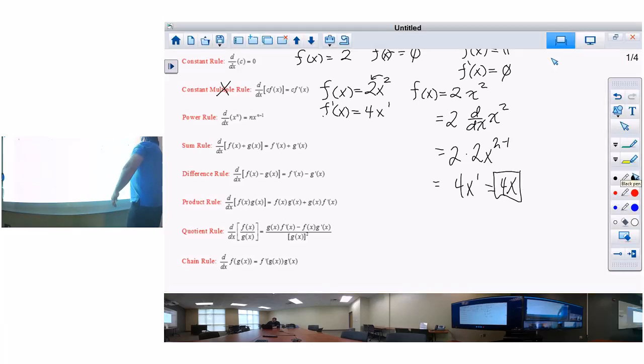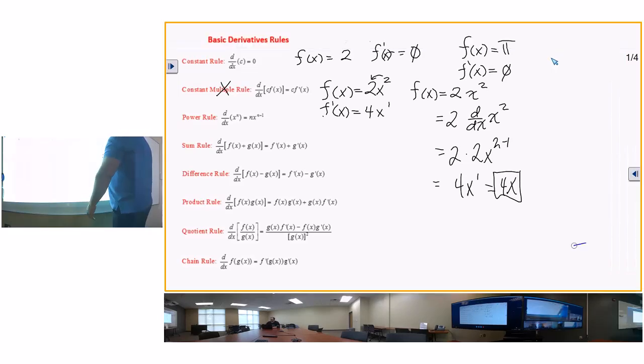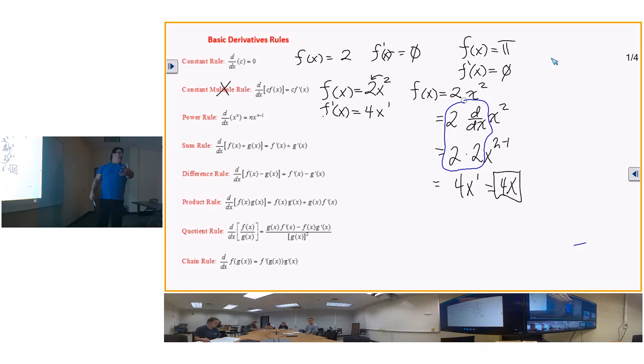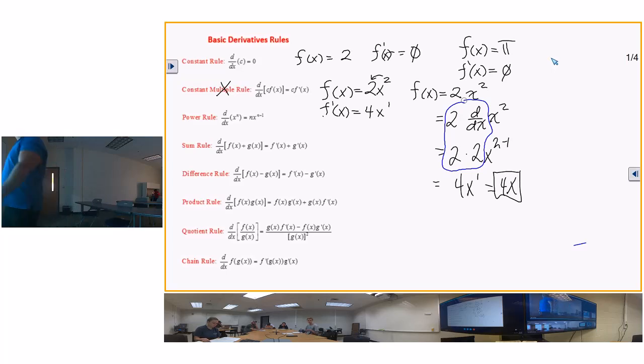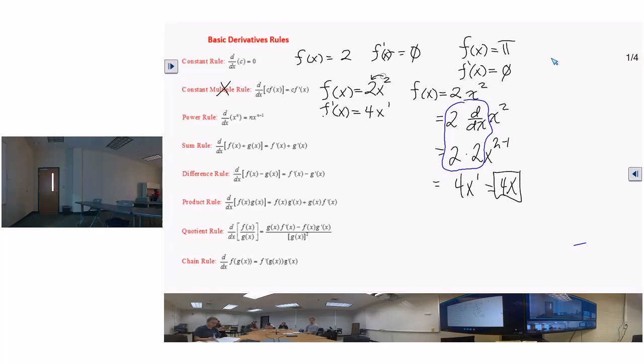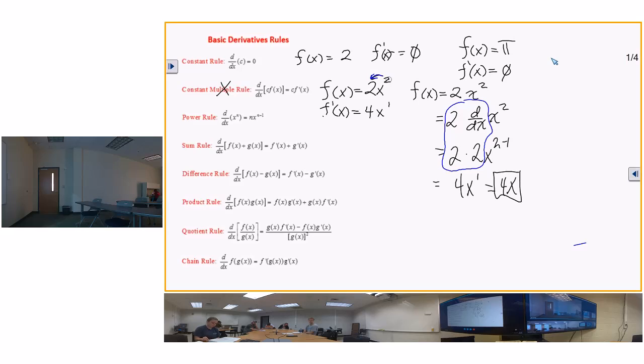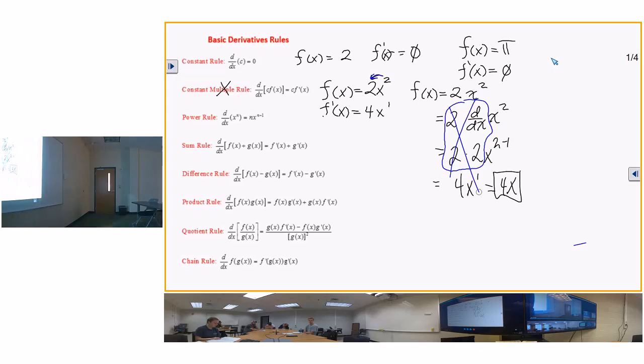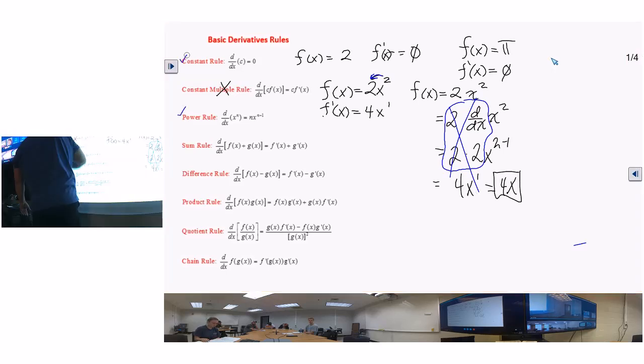The constant multiple rule, we hardly ever go over, but it's basically this right here: I can pull that constant out and multiply it by the derivative. We hardly ever do it because most of the time this is what we do. We go 2 times 2 and that's it. We don't do all this. So we don't really cover the constant rule. We've already gone over this.